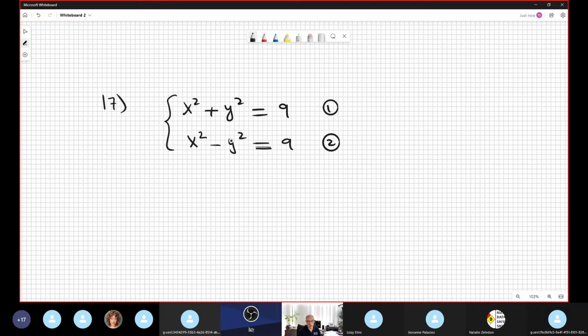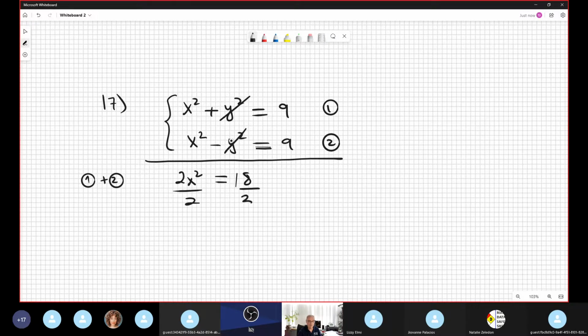Okay, this is super easy because this is ready for elimination. No? What happens if you add equation 1 plus equation 2 by column? This is 2x squared, and this cancels out, and it's 18, divided by 2. Therefore, square root both sides, x is equal to plus or minus 3. Good. And then substitute in either equation, the circle equation number 1 or the hyperbola equation number 2. Either way.